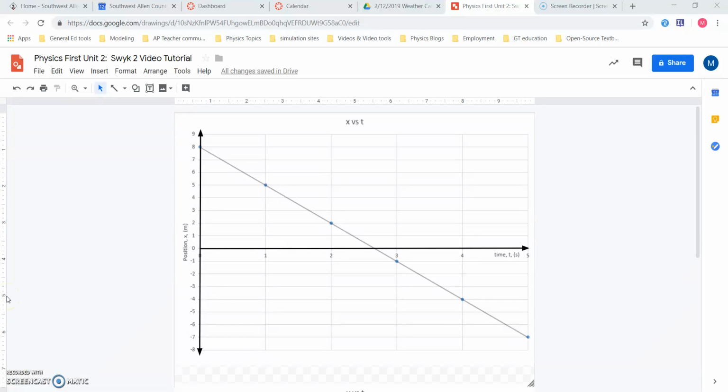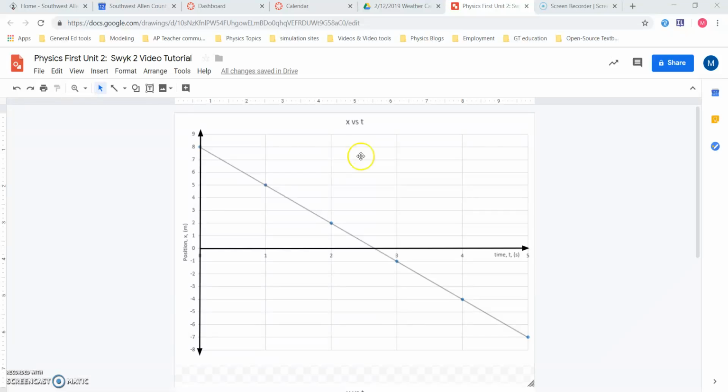Okay, for today's e-learning, you're supposed to be getting mastery on Unit 2, Swyk 2. And just in case you need some extra help, this is a video tutorial that will help you do some of the problems that are on there. So when you do the Swyk, you're going to see some graphs sort of like this.